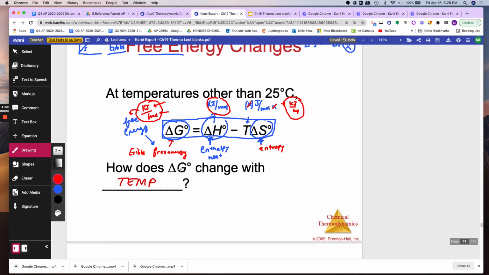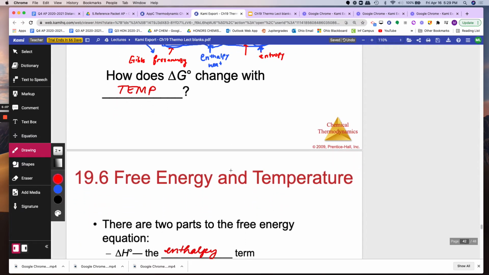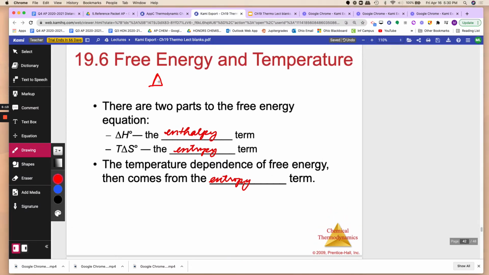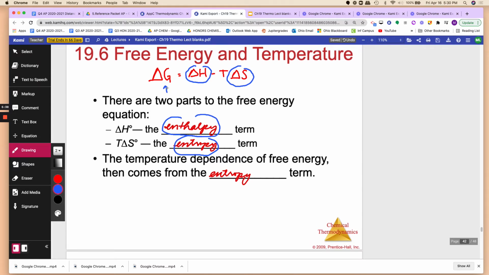Okay? So let's see what happens when you change the temperature. Is it good? Is it bad? Okay, let's see what happens. Okay, so there are two parts to this formula. Remember, the formula is delta G is equal to delta H minus T delta S. Okay, this is the enthalpy term, and this is the entropy term. And these two are battling each other. Whichever is better, it's going to win and give you more energy. I'll tell you what I mean.